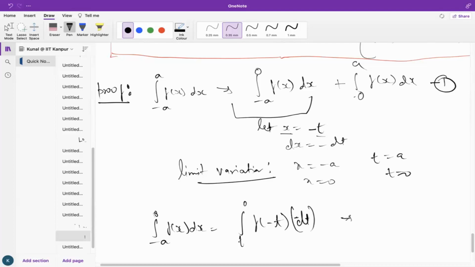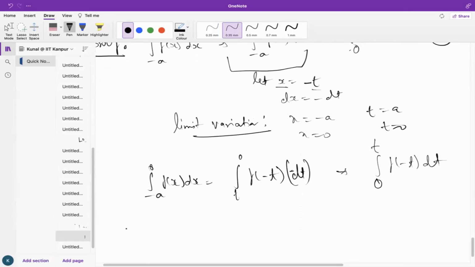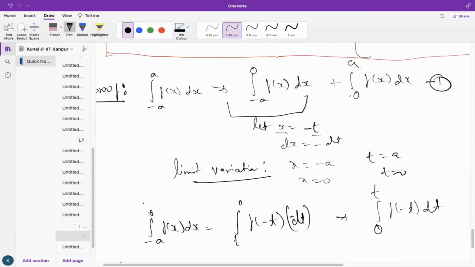And we can write this by using the property which I taught you in the first lecture. If we invert the limits, from 0 to a, we get f(-t) dt. I hope we can write it into this form. Now, what we get: we are integrating from minus a to a of f(x) dx, and in place of this, we can write this.